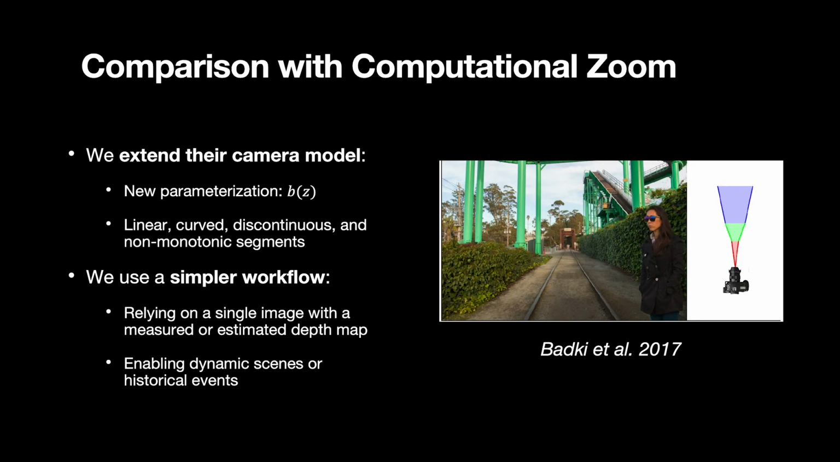We also use a simpler workflow by relying on a single image with a measured or estimated depth map, as opposed to multiple images. This enables dynamic scenes and historical events where it might be difficult or impossible to gather additional photos.